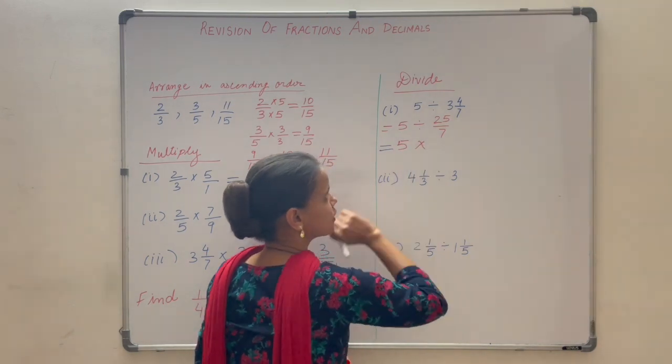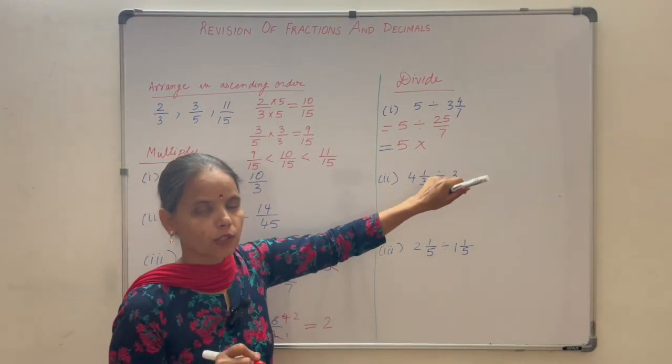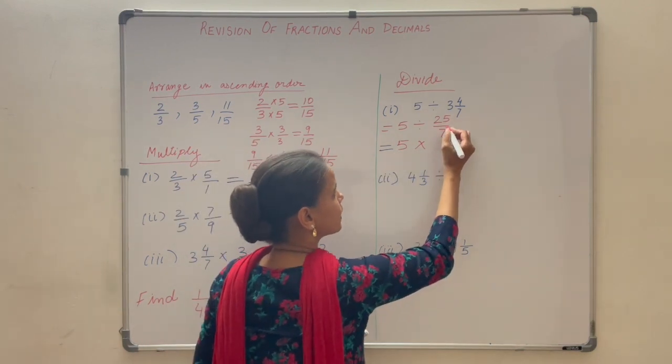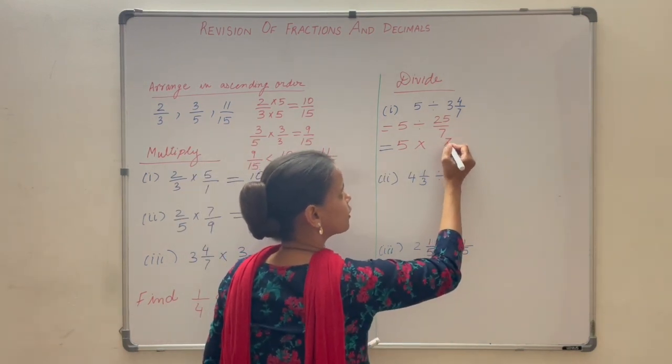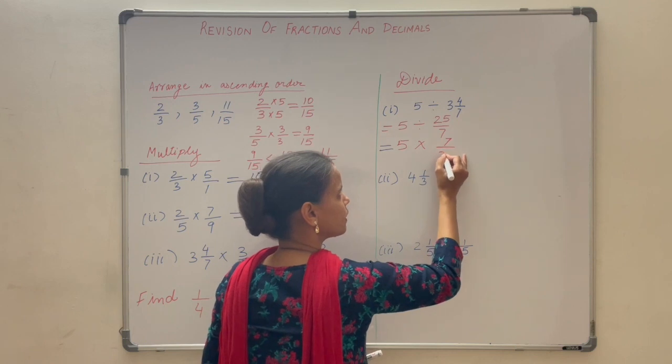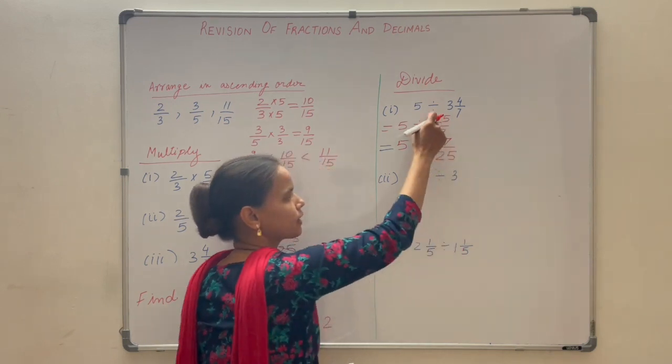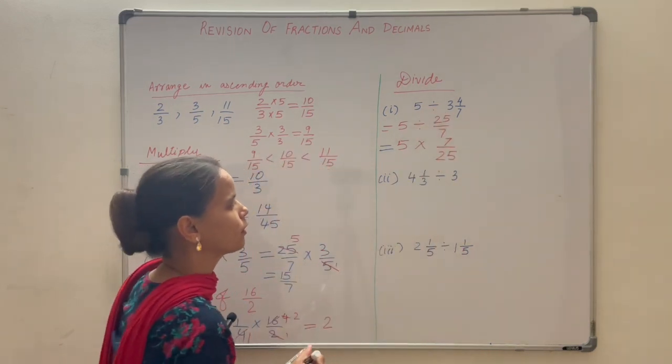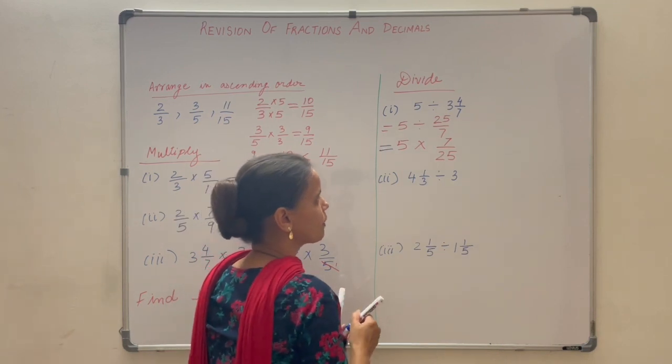Division changes to multiplication. Reciprocal means the denominator will come to the numerator. So that will come to the numerator and 25 will come in the denominator. We take the reciprocal of this number. Now you can cancel if there are any common factors.